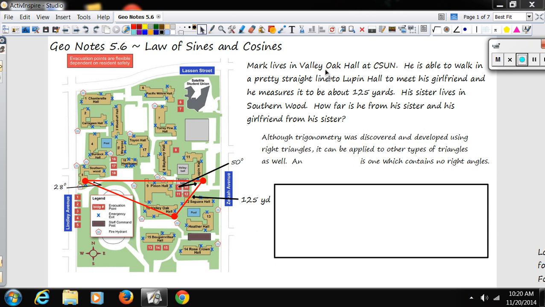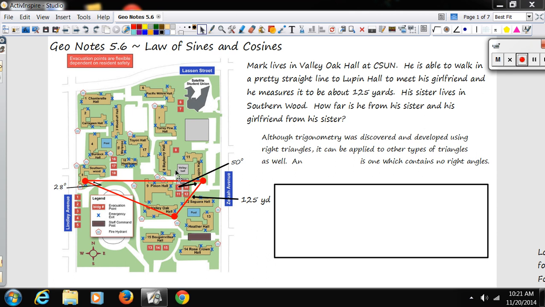Mark lives in Valley Oak Hall at CSUN. So this is actually a real map of CSUN's campus, partial of it. This is the track and field area. These are dorms. And the school itself is over on that side, if you had more of the map. My daughter actually lived right here for a year next to the track when I did the pole vaulting for CSUN. So I actually pulled a map off of that for CSUN.